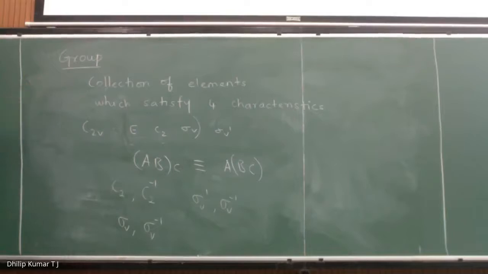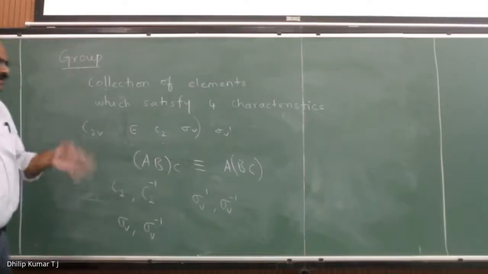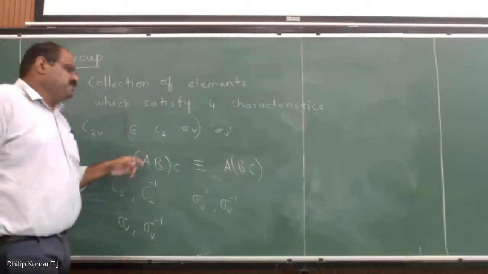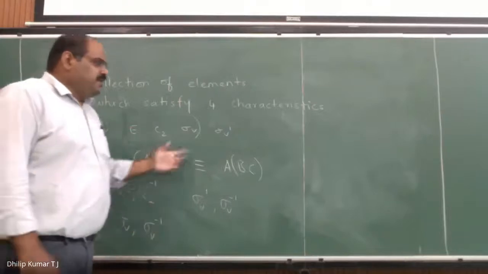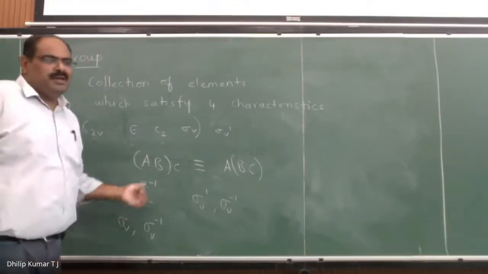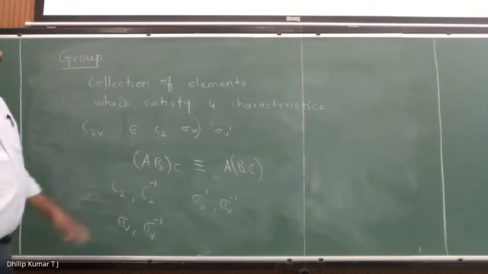What are they? I said the first one is that the combination of any two elements will give another element which is part of that group. Second, there is an identity element which commutes with every other element in the group. So identity is present. Third, the associative law must hold. Fourth, every element has its own inverse or reciprocal. So these are the four characteristics for this group.